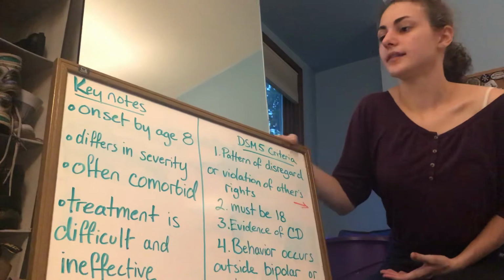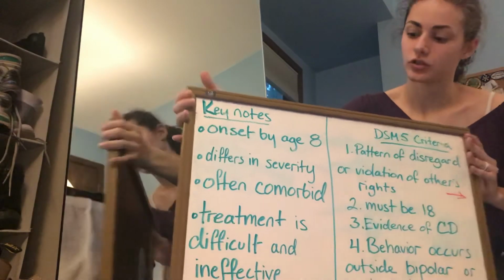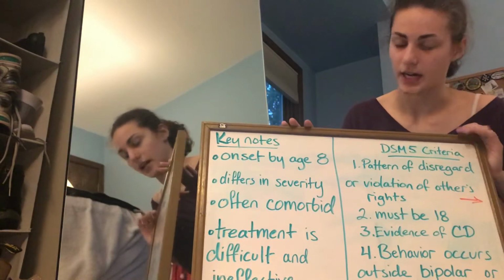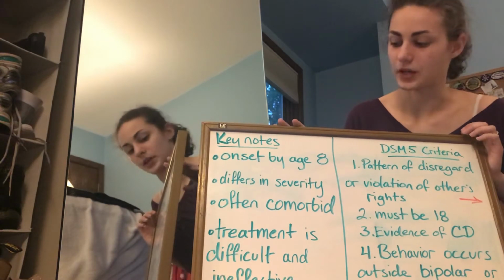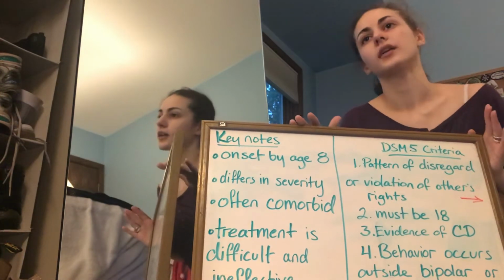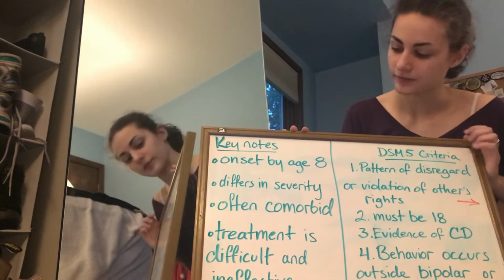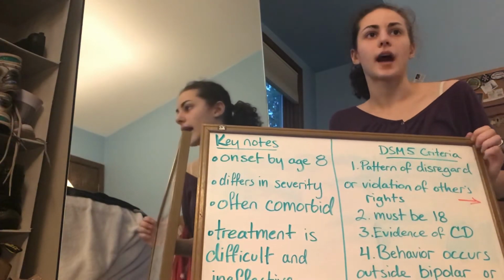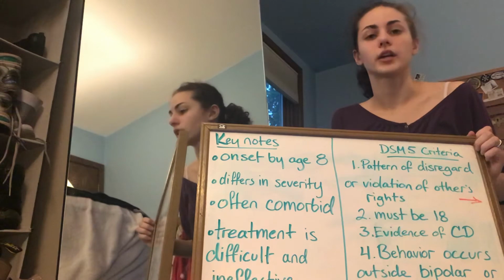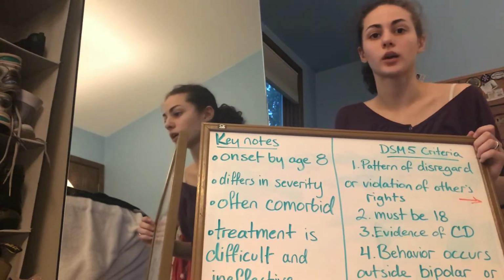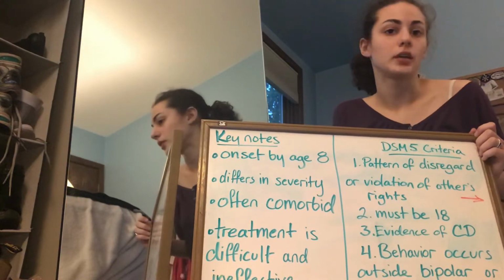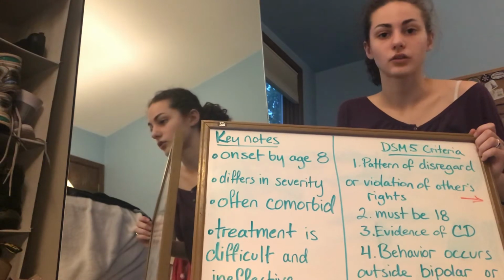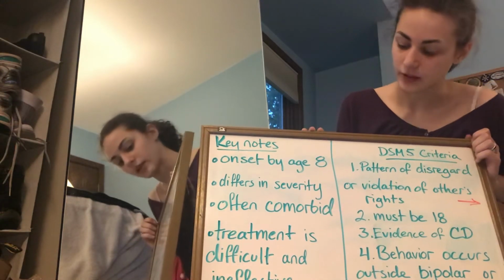Onset by age 8. This is some key notes. Typically, children are onset by age 8. You will be able to tell their symptoms and have an idea of kind of the trajectory of their life. It differs in severity. Some people simply have problems in their interpersonal relationships and their work, but some people grow up to be rapists and serial killers. So it really depends.